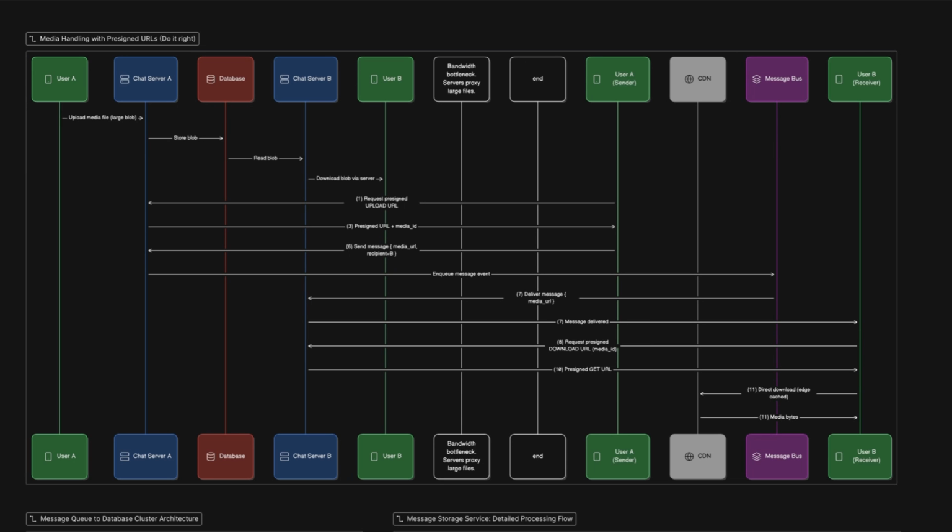Your chat servers are now bandwidth limited by file transfers, and they are not doing what they are good at, which is routing messages quickly, and instead they are doing what they are terrible at, which is moving large blobs around. So the right approach is using pre-signed URLs.